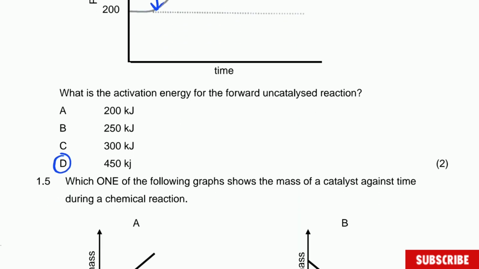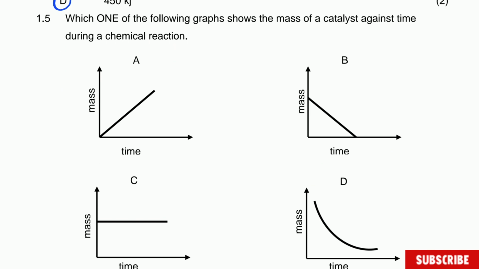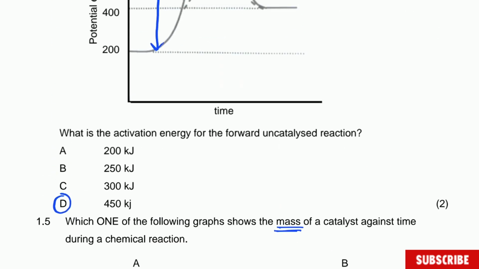We're going to the last one of this multiple choice and the last one of the video. Which one of the following graphs shows the mass of a catalyst against time during a reaction? It's a very good question. I like this one. Remember, the mass of the catalyst doesn't get affected because the catalyst does not form part of the reaction, it just speeds it up. And therefore, guys, it's very simple. The mass must stay constant. The answer is C, and this is the end of the multiple choice.